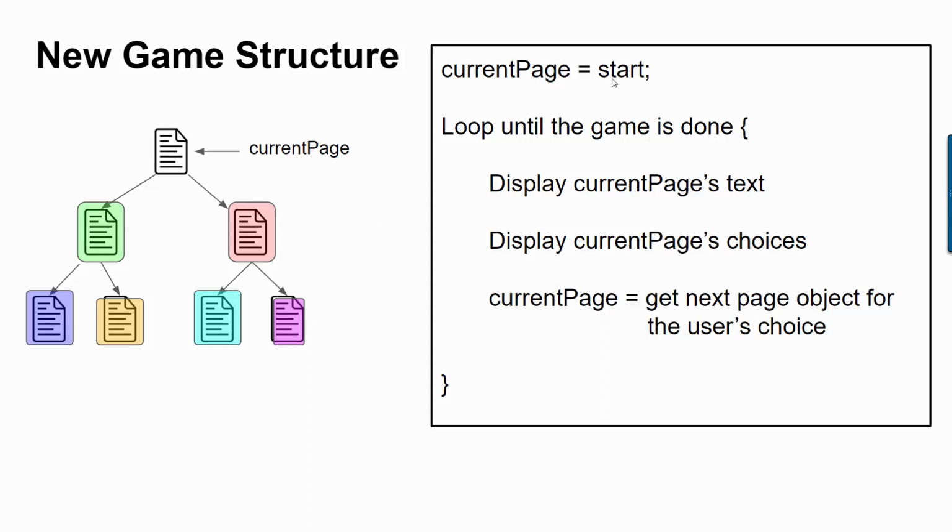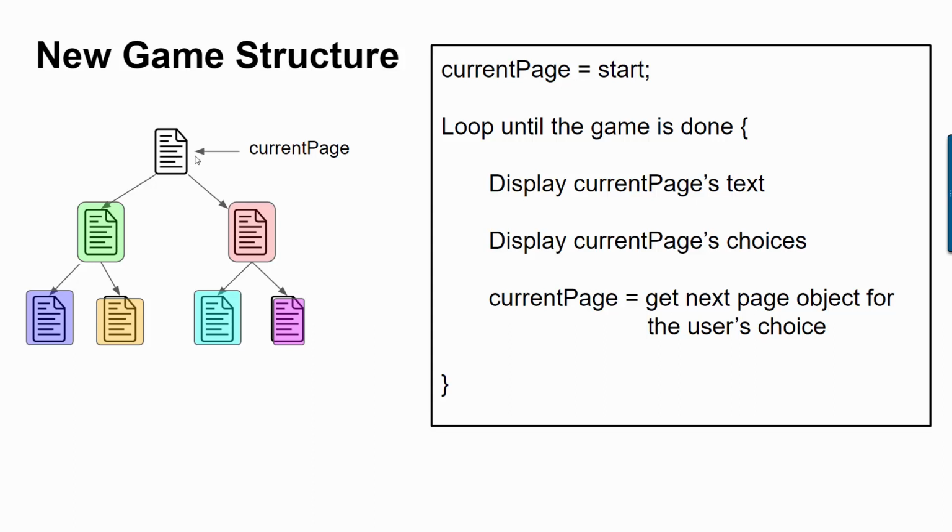So at the very beginning, we want to take the start page and save that inside current page. It might be confusing to think about it as saving it inside. Instead, you should think about current page as containing a reference to a page. So it's like an arrow that points to a particular pre-existing page object. So then we're going to keep looping until the game is done. And whatever page we're pointing at right now, we'll ask that page to display its text to the user. Then we'll ask that page to display its set of choices to the user.